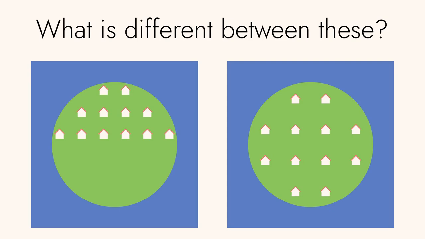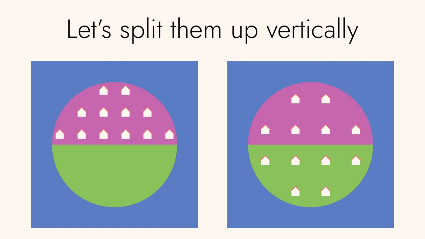So what's the difference between these? Well, the one on the left is grouped together, the one on the right is spread out. We could also think about it as the one on the left is only using the top half of the island, whereas the one on the right is using the whole island for the same number of people. Now, what happens if we split them up vertically? Well, what we can end up with is a separate computation of the population density for each of the top and bottom halves of each one of them.